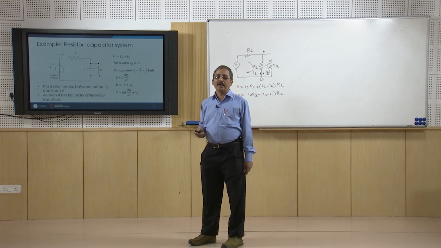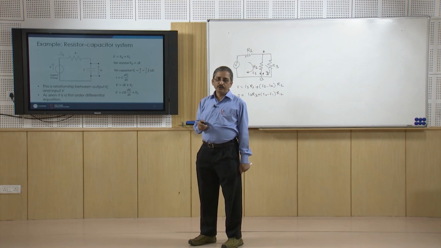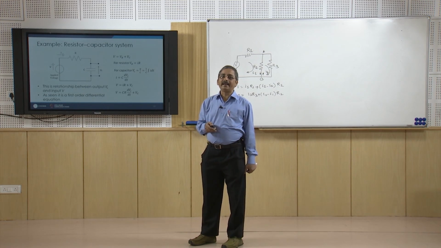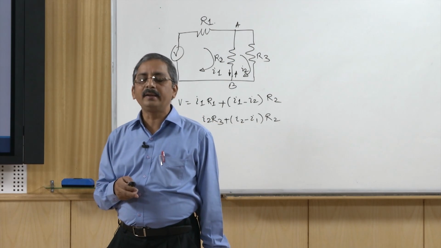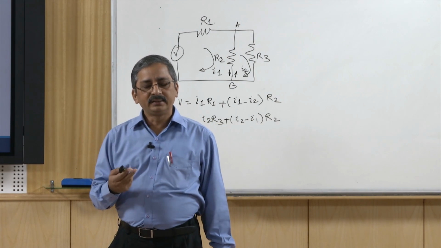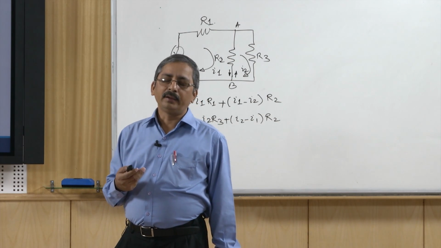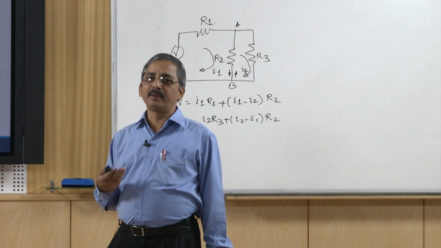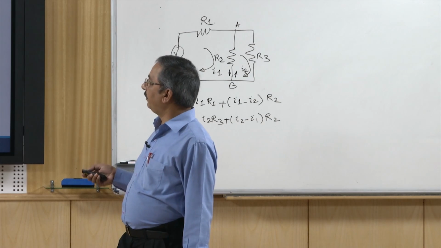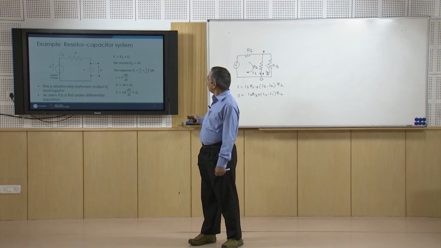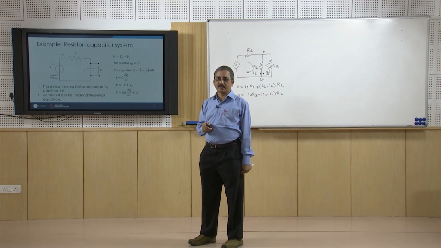Now, next I will be explaining various examples where we will be taking the three building blocks, that is the inductor, resistor and capacitor, and we will be using either Kirchhoff's current law or Kirchhoff's voltage law in order to build the system equation for the given circuit. So, let us take the first one. This is an example of a resistor capacitor system.